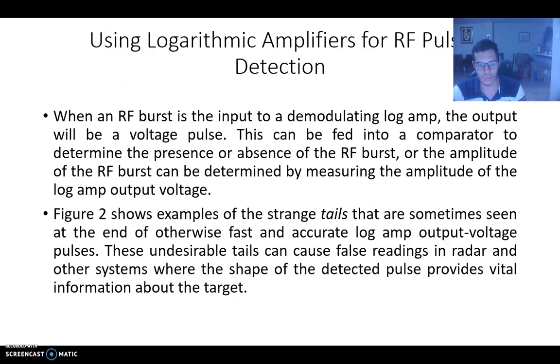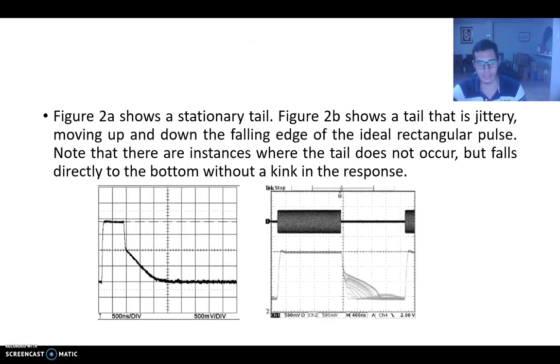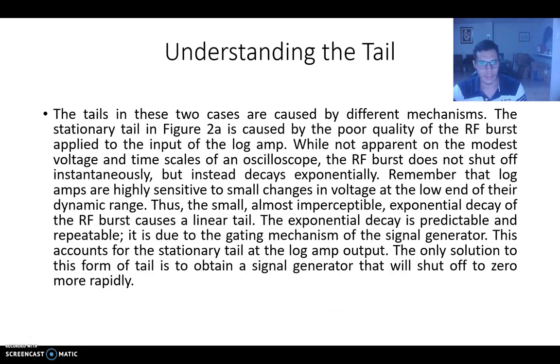Figure 2 shows examples of the strange tails that are sometimes seen at the end of otherwise fast and accurate log amp output voltage pulses. These undesirable tails can cause false readings in radar and other systems where the shape of the detected pulse provides vital information about the target. Figure 2a shows a stationary tail. Figure 2b shows a tail that is jittery, moving up and down the falling edge of the ideal rectangular pulse.